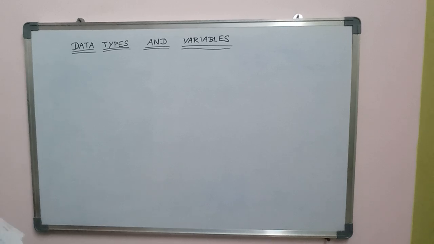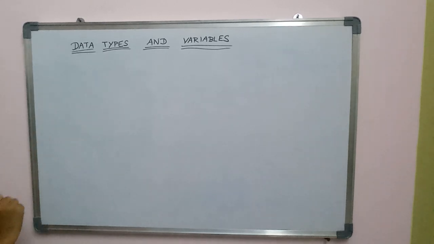In this lecture, we are going to see data types and variables. The very first thing about data types is that a data type specifies the size and type of information the variable will store. Let's see what data types there are in C++.